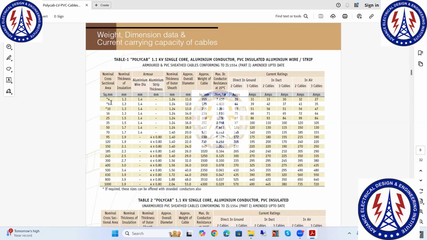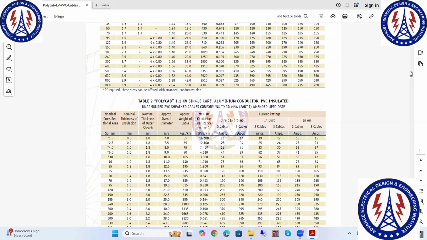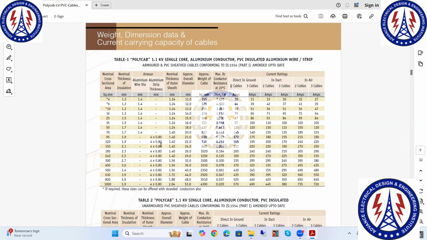This cross section is available from 4 to 1000 square mm. This is the vendor data sheet, 4 square mm to 1000 square mm. This is for the single core cable. Any question on this? This is the cross section. This is thickness. I have a question.